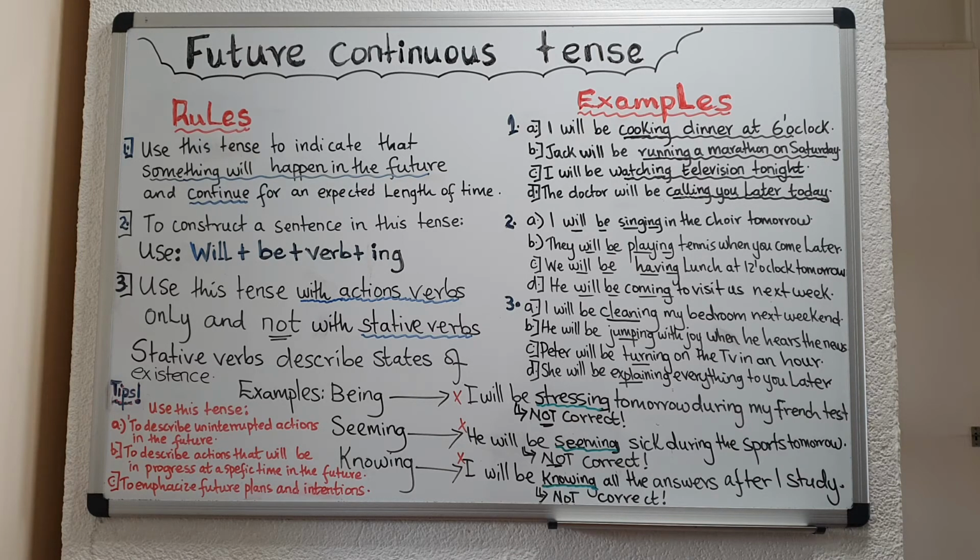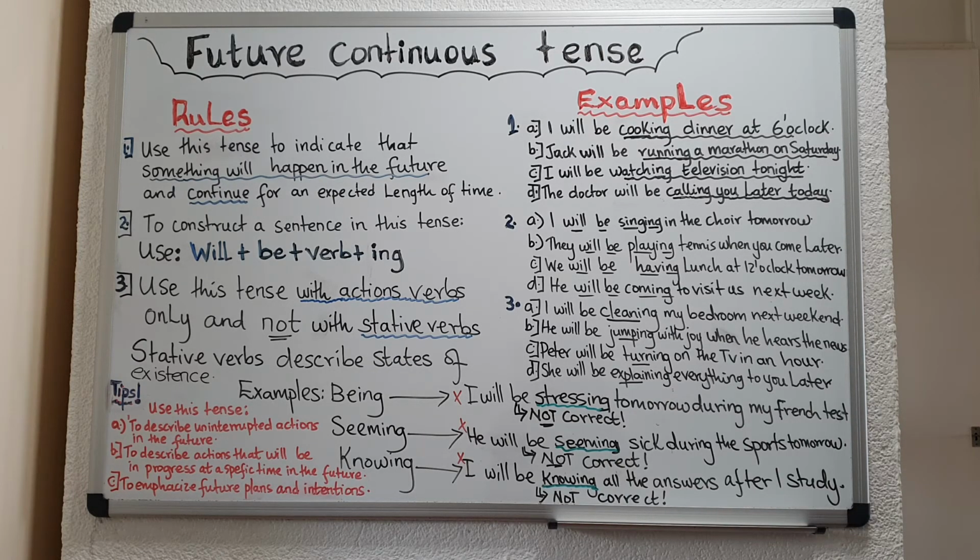So, the next verb is know, knowing. It's a stative verb. Now, the verb be and the verb seem and the verb know, they are all stative verbs because they are not action verbs. They simply describe a state of existence, a state of being. Nobody is doing anything.